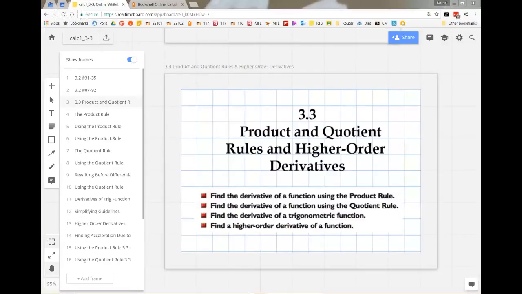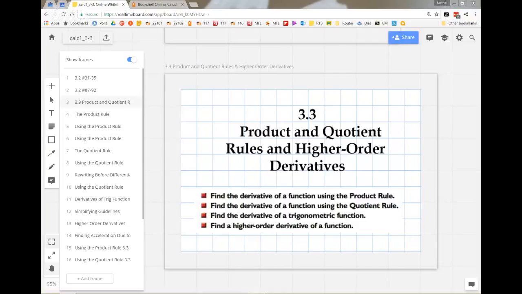So at the moment, we're just checking in. Are there any questions on 3.2? And you can, once again, use the chat. You can send me a message directly, text message. All right, then we're going to get going.